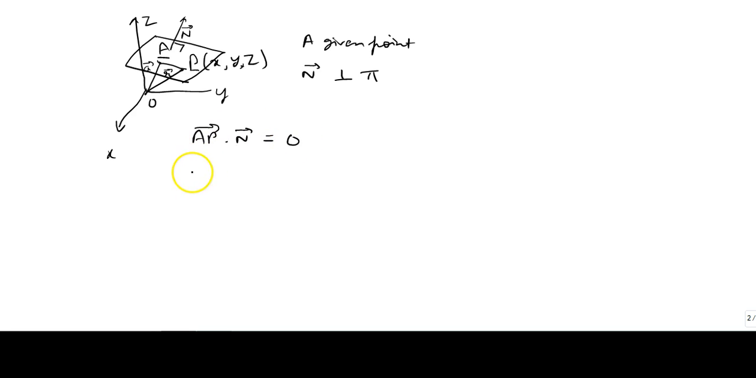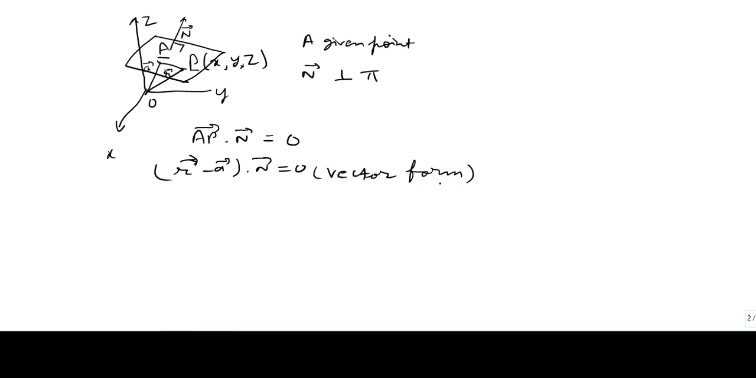So what will be the AP vector? If I just take R and A over here and apply the triangle law, I am going to get R minus A vector dot n vector is equal to 0. And when I simplify it, this is my vector form.